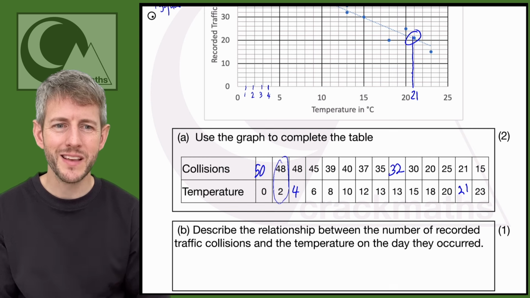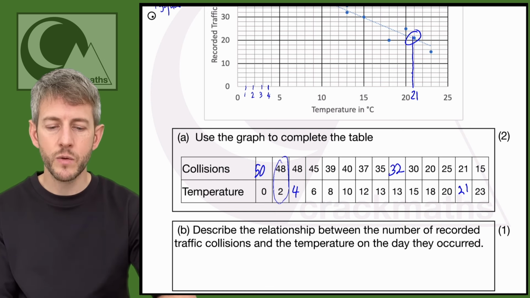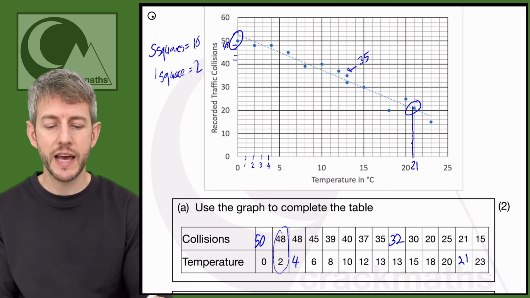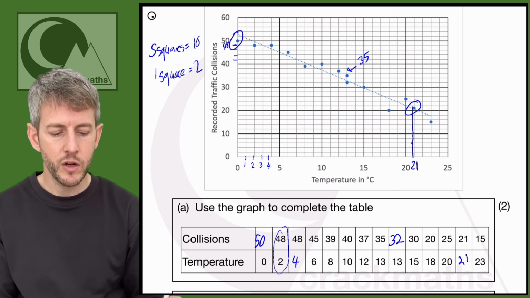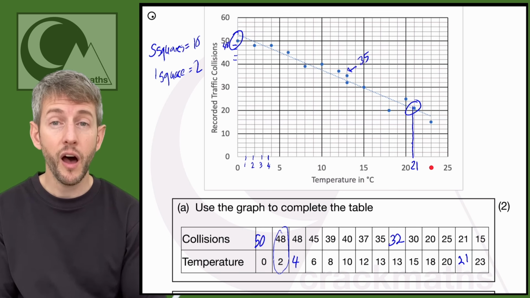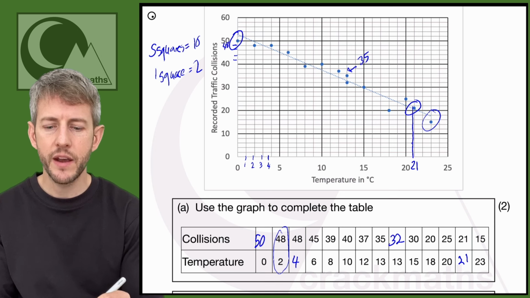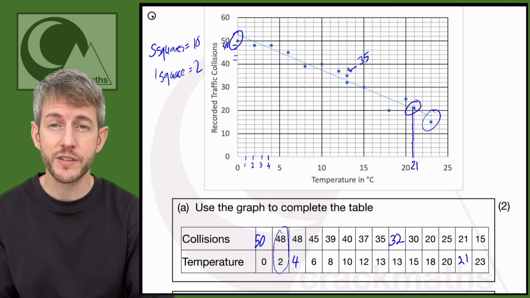Okay, so part B says, describe the relationship between the number of recorded traffic collisions and the temperature on the day they occurred. Okay, so I can see that, if I go back to the graph, as the number of collisions goes down, the temperature increases. So we can see here, because over here, the coordinates have a higher temperature and a lower number of collisions. And then over here, we can see that they've got a higher number of collisions and a lower temperature.